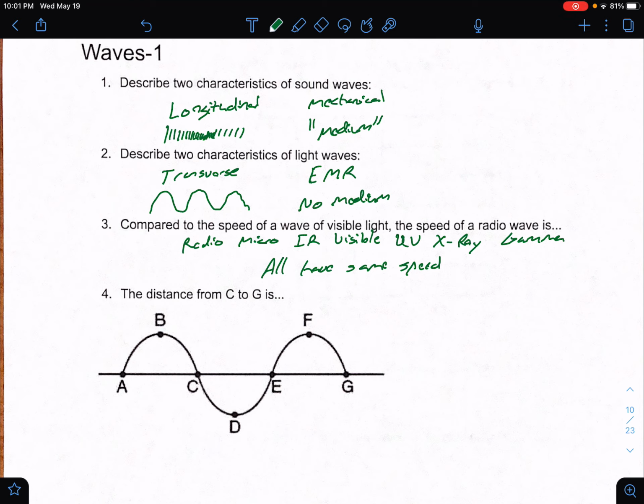Okay, so it does not matter if it's visible light versus a radio wave. It travels at the exact same speed. The only thing that differs is frequency and wavelength.